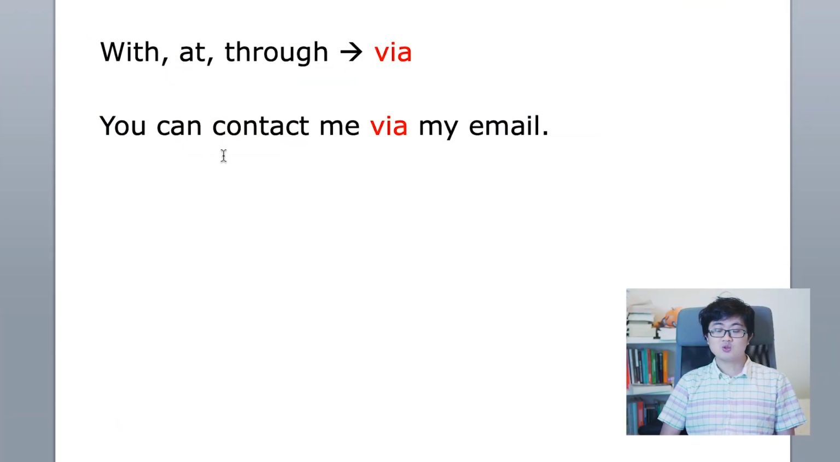The last word to know in sublist 8 is via. You can use it to replace with, at, or through. For example, you can contact me via the email.